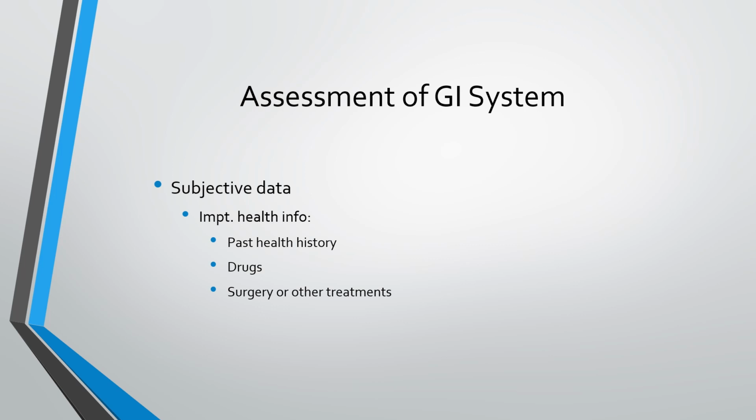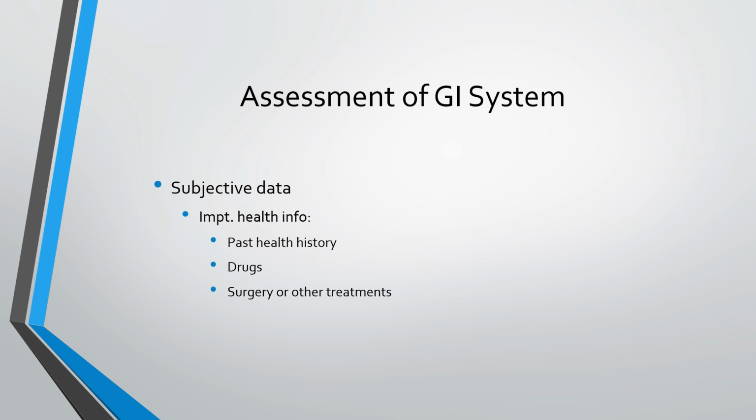So when it comes to the assessment of the GI system, we're going to start with talking with subjective data. You really want to explore the past history for the problems related to the GI function, whether that be abdominal pain. How long has that abdominal pain been there? What are the causes of that abdominal pain? Nausea and vomiting. Again, is there anything before or after that makes it better or worse? Diarrhea, how long have they been having it? The consistency. Constipation, abdominal distension, jaundice, anemia, heartburn, dyspepsia, that kind of indigestion feeling.